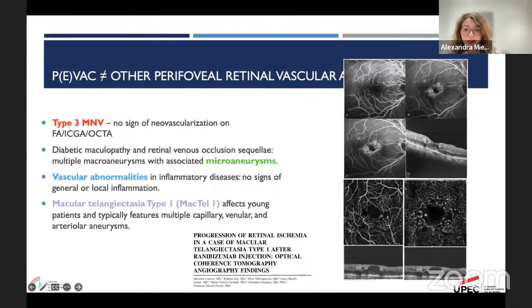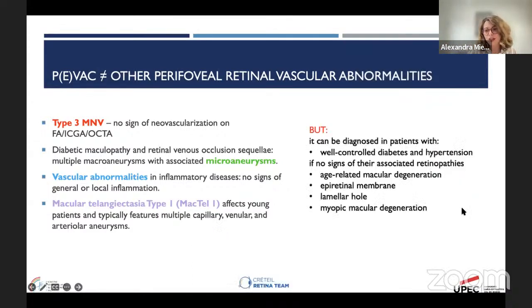And on OCT angiography, both in the superficial and in the deep capillary plexus, we see these telangiectatic capillaries more prominently in the deep capillary plexus compared to the superficial capillary plexus. However, what we know about PVAC is that in the series that have been published, PVAC were diagnosed in patients with diabetes or with hypertension, but both patients, diabetic and hypertensive, did not have any signs of associated retinopathy.